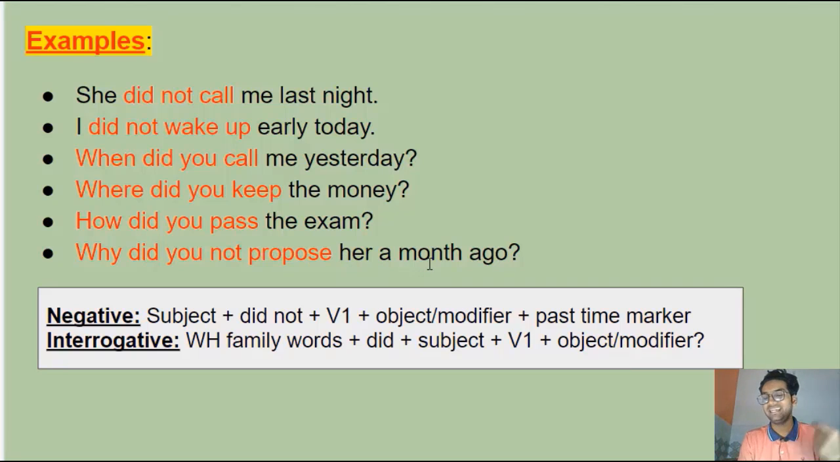If you want to form an interrogative negative sentence, just use not after the subject, you not. Why did you not propose? Why did she not propose? Why did Rahul not propose? Whatever the subject is, after the subject you're going to use not and form an interrogative negative sentence. And if you want to use ago, it's always going to come after the time. A month ago, a year ago, 2 weeks ago, 2 days ago. Getting the point? Simple.